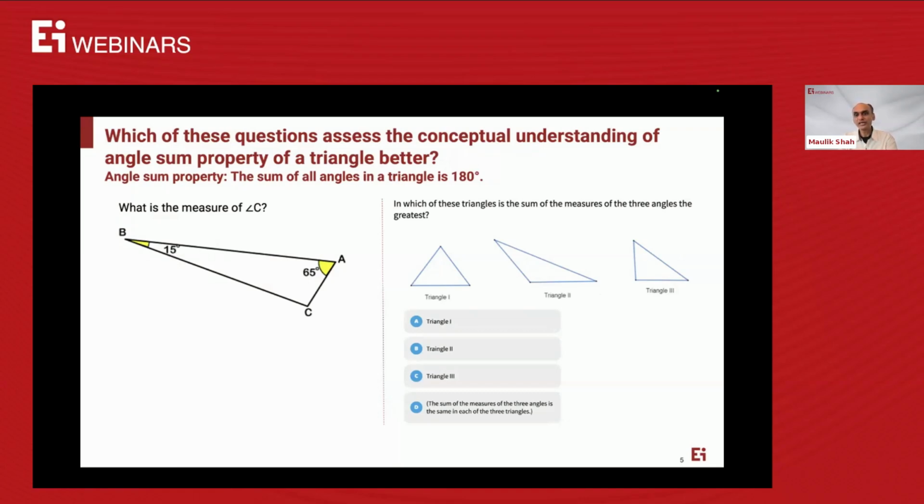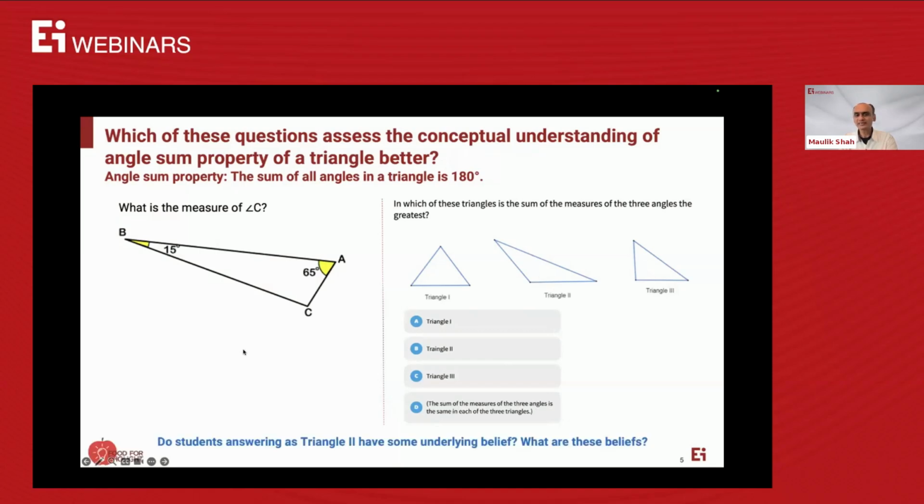One of my colleagues will actually take you through that: what this response is and what the extent of the wrong notion among students is. Students are expected to answer that the sum of the measures of the three angles is the same in each of the three triangles. But we found the most common wrong answer option is triangle 2. For them, that is the one which has the greatest sum.